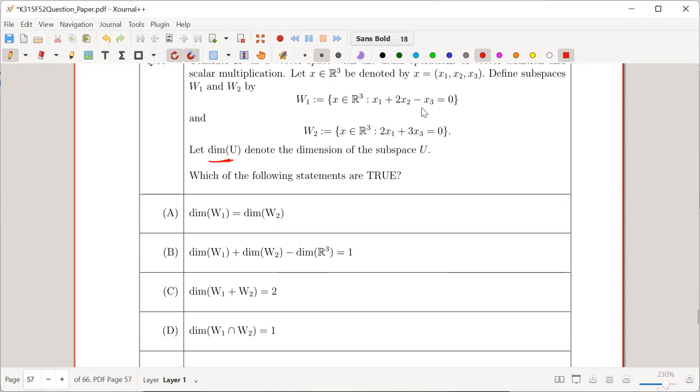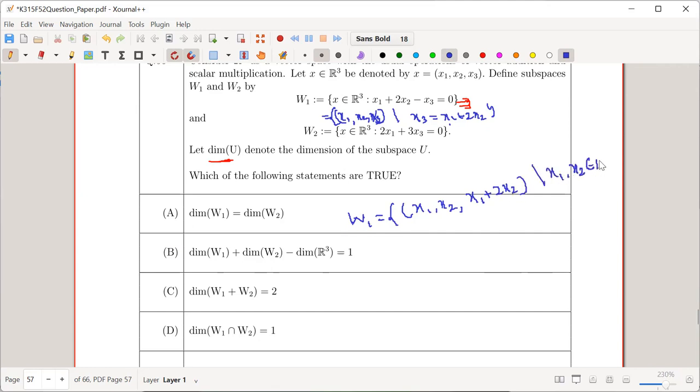From this, we conclude that in the condition, how many variables do we have? x in R3 means x1, x2, x3 satisfying this condition. So simply we can write x3 equal to x1 plus 2 times x2. Therefore, we can replace x3 by x1 plus 2 times x2. Therefore, this W1 is nothing but the set of all (x1, x2, x3), where x3 can be replaced by x1 plus 2 times x2, where x1, x2 vary over the reals.